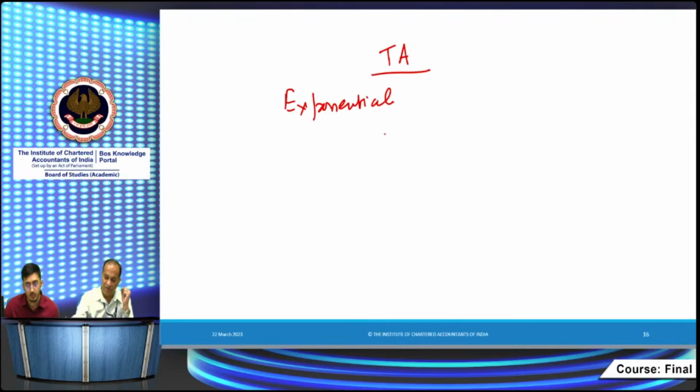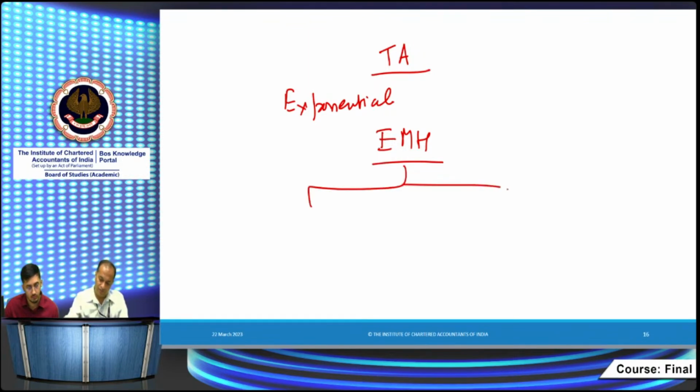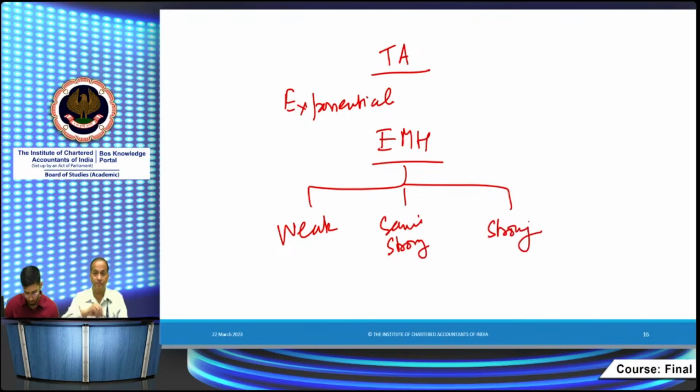Now I'm just discussing one very important point, EMH, the efficient market hypothesis. Okay, students, there are three forms: weak form, semi-strong, and strong form. Now, these EMH forms are dependent on the reaction of the market.